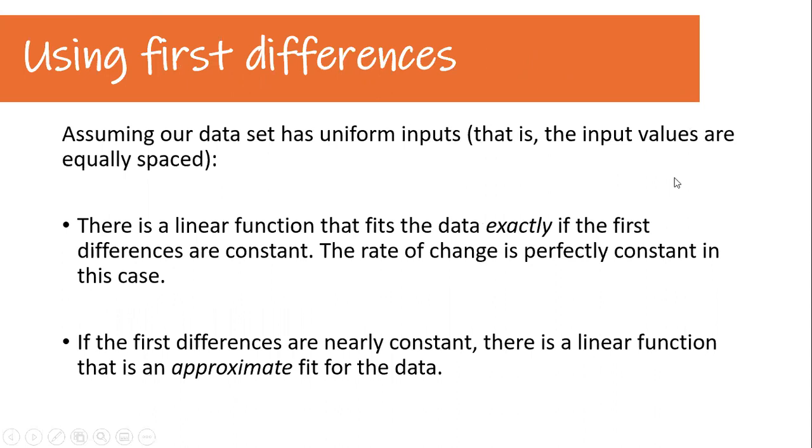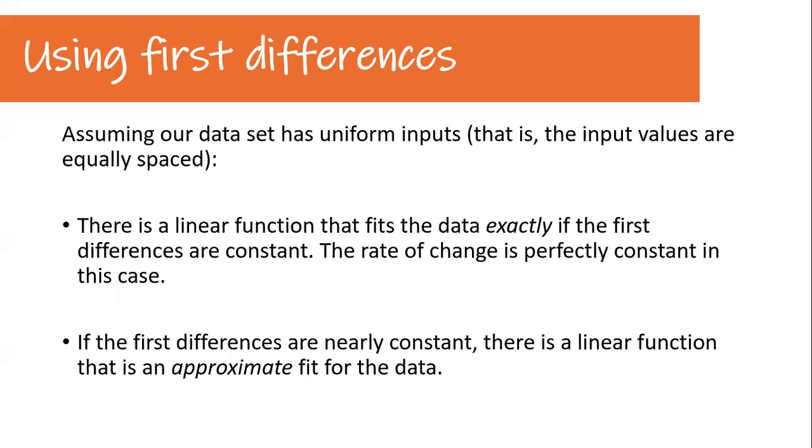So assuming our data set has uniform inputs, and that means that our X values are increasing in uniform ways. So it's the same step from one X value to the next X value to the next X value. So you might be going up by 1 unit at a time. You might be going up by 2 units at a time, 10 units at a time. However you're going up, it's the same number of increase each time that you move a step up.